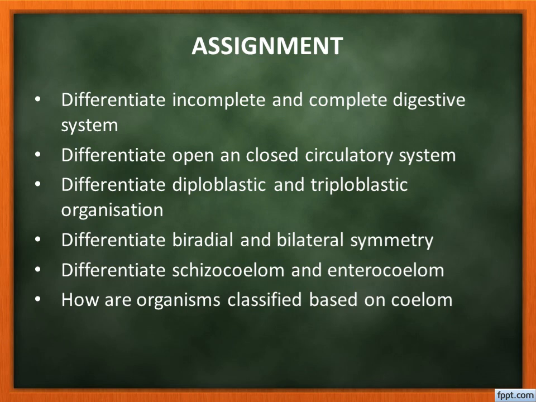differentiate incomplete and complete digestive system. Next one, differentiate open and closed circulatory system. Then differentiate diploblastic and triploblastic organization. Then differentiate biradial and bilateral symmetry. Next one, differentiate schizocoelom as well as enterocoelom. Is it clear? These are all the differentiations. It is clearly mentioned in the textbook that you can learn. Okay. Then I included one 5-mark question along with that: how are organisms classified based on coelom? Okay. I hope these are all very simple questions, and cover up these portions before the next class.